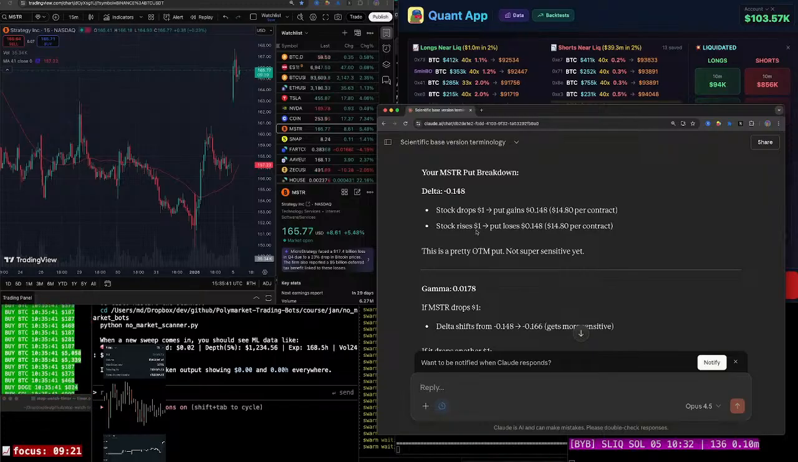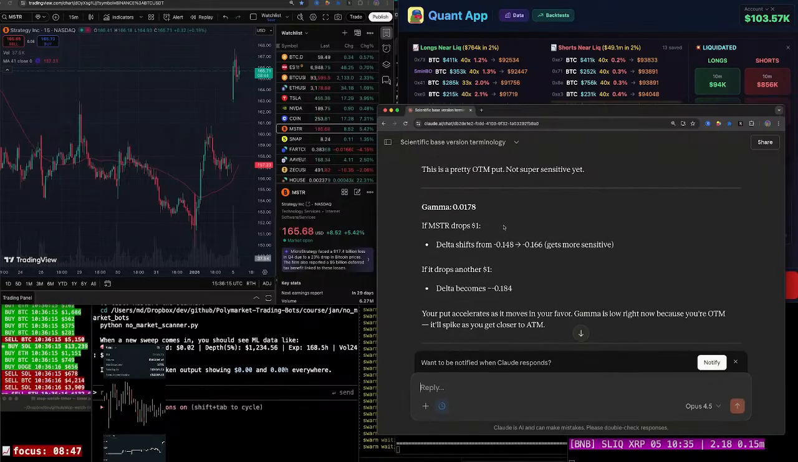Stock rises $1. So let's look at these again. The delta is now negative 0.14. So the stock drops $1, the put gains 14 cents, but it's per contract, so it's $14 per contract. If the stock rises $1, it loses $14. This is a pretty far out-of-the-money put, not super sensitive.